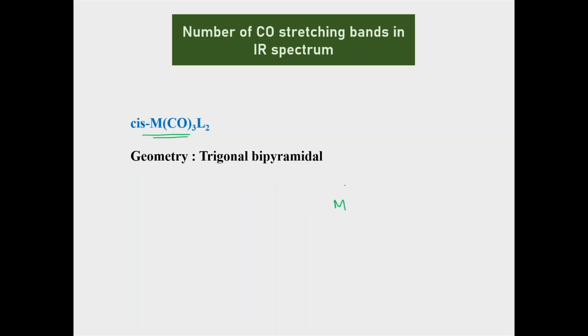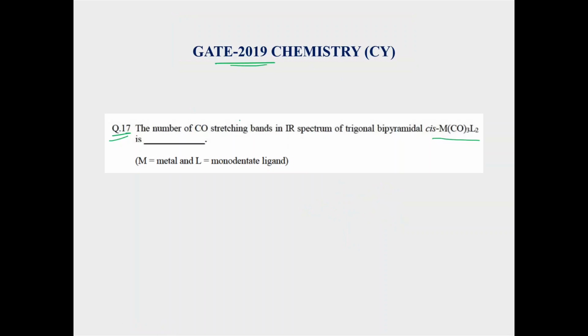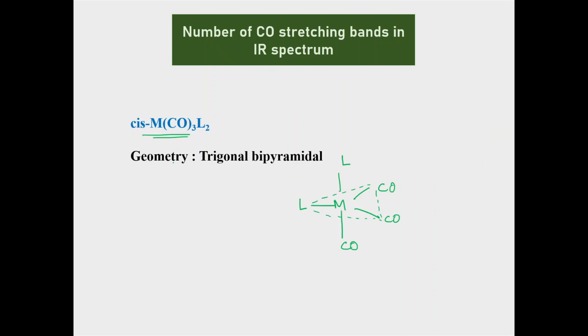That means the complex is like M, trigonal bipyramidal. Now they are saying cis. That means we will keep these two L, these two ligands, cis to each other, and then CO, CO, CO. Okay. So this is the structure of this complex. They have also said here that L is a monodentate ligand and M here is the metal. So this is the given compound.